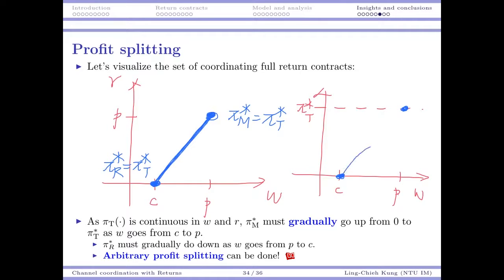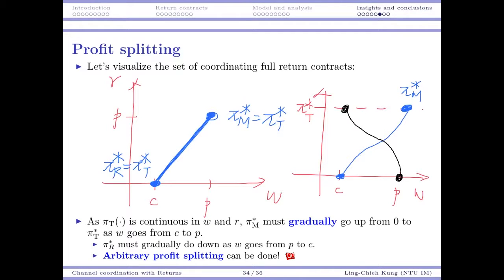For example, this one. It may be of another shape. It may even go up and down, but at the beginning it is at 0, and at the end it must go up to pi T star. So this blue line is pi M star. And then I'm going to draw another curve to depict the retailer's profit. It must be pi T star minus pi M star. So it will look like this. It's not very pretty, but you know what I mean.